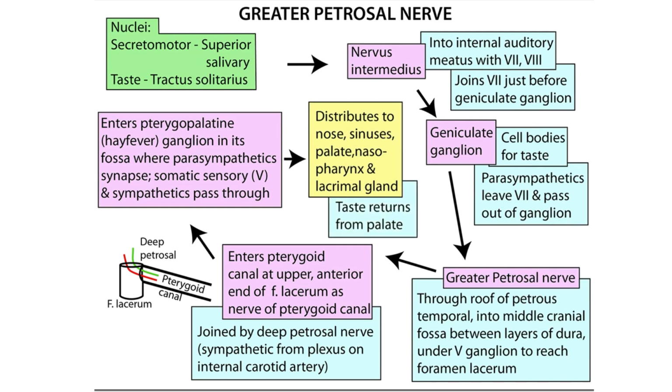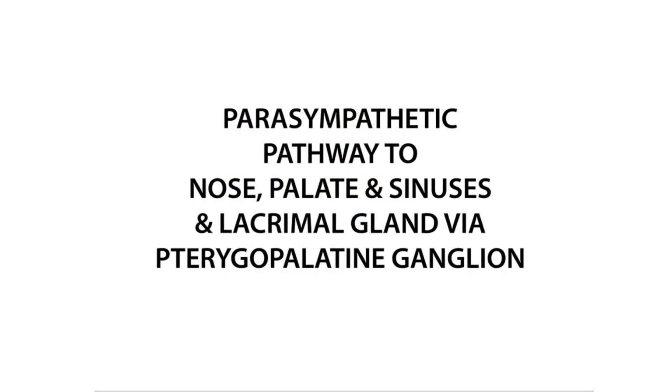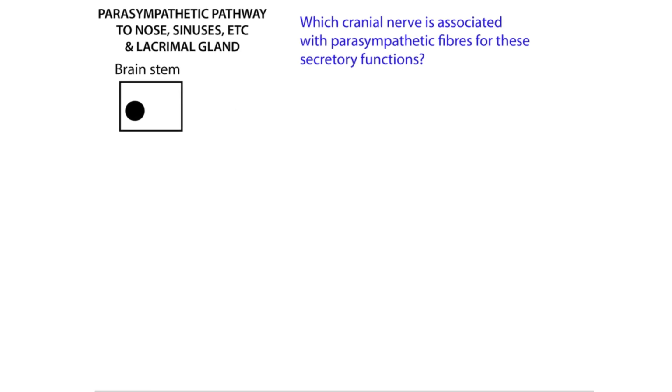And then finally we see that taste is returning from the palate in the greater and lesser palatine nerves into the greater petrosal nerve and back with their cell bodies in the geniculate ganglion. So now we're going to look at a little more detail of these parasympathetic fibers to the nose, the sinuses, etc., and also to the lacrimal gland. Once again, you have the opportunity of seeing the questions first and answering them if you wish.